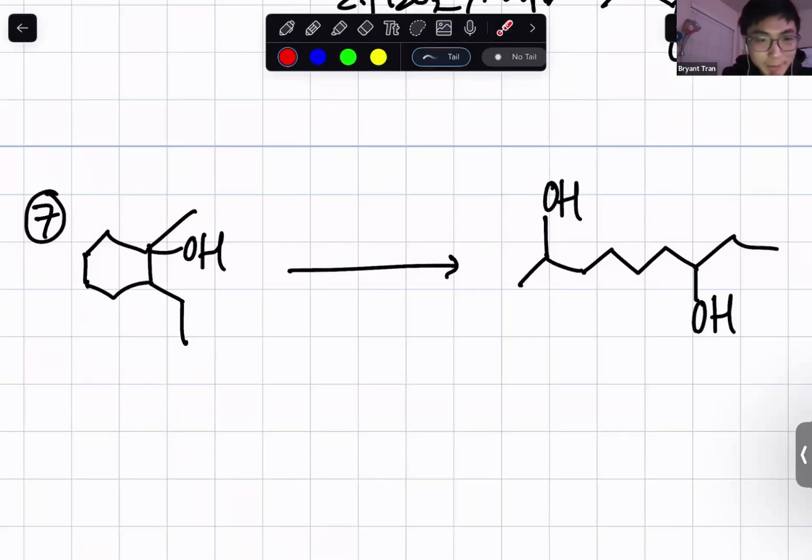We want to break a bond to break open the ring. And the reaction that breaks open the ring, or breaks a bond, is ozonolysis. Right? So if we do ozonolysis, what functional group gets formed? What functional group is always there whenever we do ozonolysis and break open an alkene?